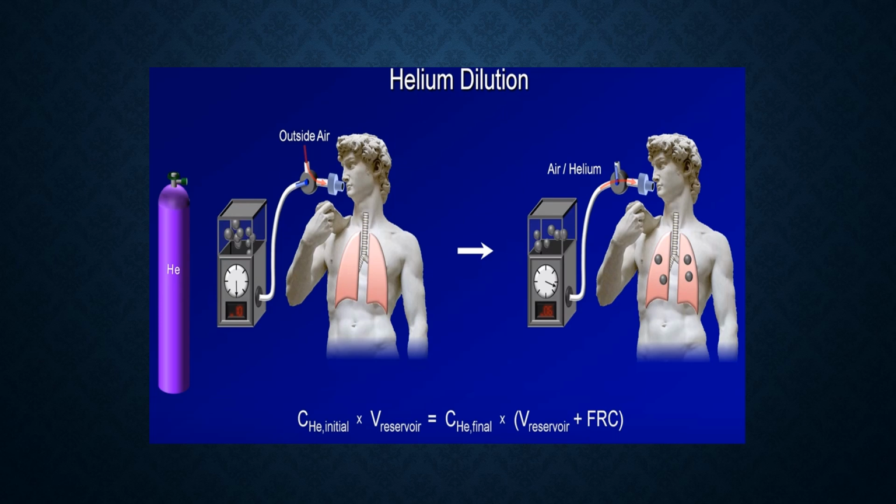Since no helium was present in the lungs to begin with, the amount of helium added to the mixture in the closed circuit system will be distributed between the bag and the lung. The basic principle for this method is C1V1, that is the concentration of helium multiplied by the volume of helium initially, is equal to C2V2, the final concentration of helium and volume. Here the final volume will be the volume of the system plus FRC, that is the functional residual capacity of the lungs. From this formula we can easily calculate the FRC.